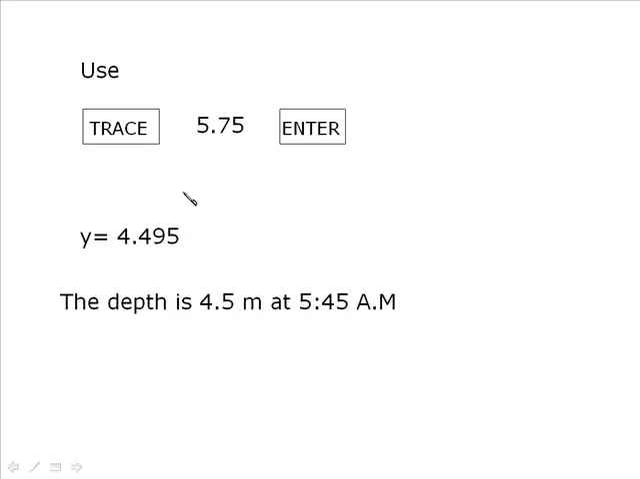As long as it's within the window settings, you're fine. And according to that, I get y is equal to 4.495. So that's telling me that the depth is 4.5 meters at 5:45 a.m. The other choice would have been to go into the equation and plug in x right into it and solve for y. But the reason I didn't do it is because I had the equation on my calculator when I was graphing, and it made more sense for me to keep it there rather than to enter it in a regular calculate mode.